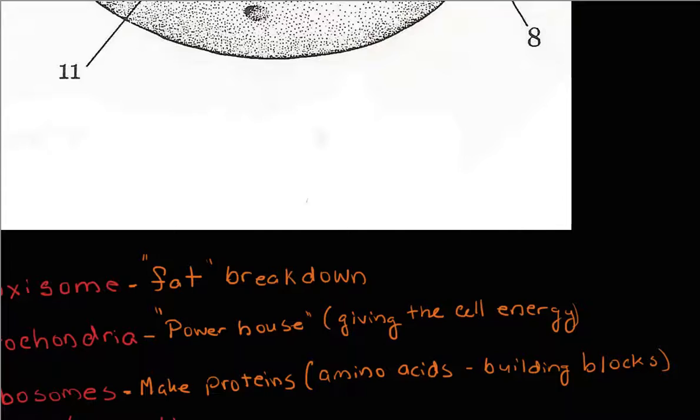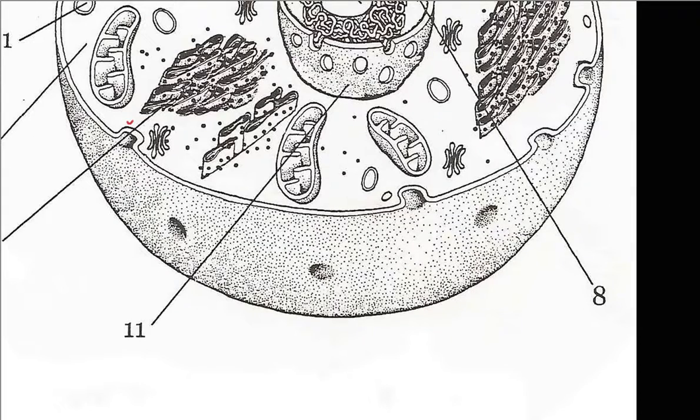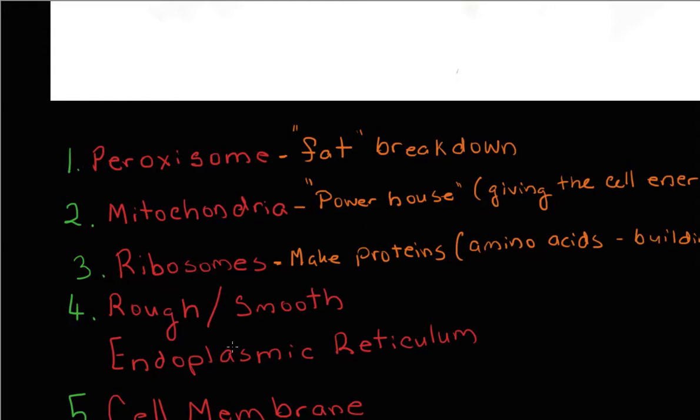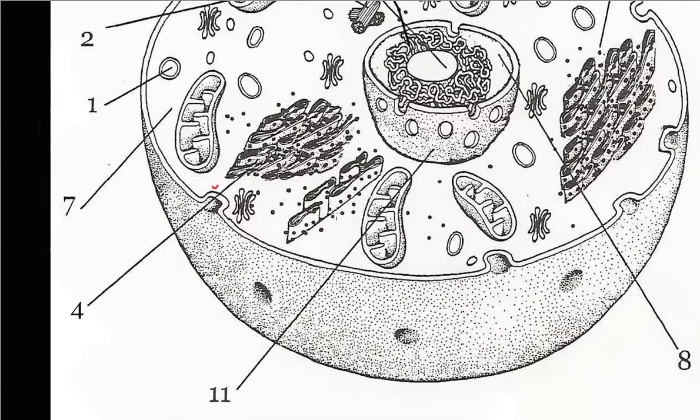So these little guys are pretty important. Let's go into number four and see what that is. Number four is pointing to this large structure, and it's covered with these little dots that we saw earlier, ribosomes. This is actually called the rough endoplasmic reticulum. The rough endoplasmic reticulum has ribosomes attached to it, which is why it looks rough. The smooth endoplasmic reticulum is one of these structures that does not have any ribosomes on it.